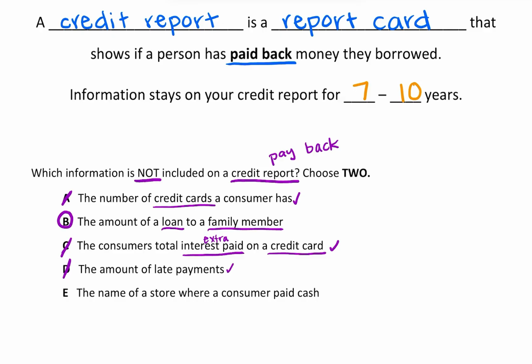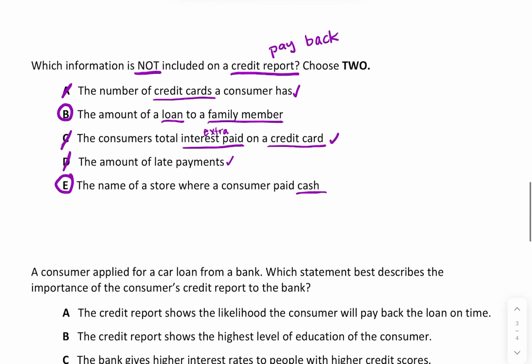And then the name of a store where a consumer paid cash, okay? Cash, nobody knows about cash. You can do whatever you want with cash. There's not a trail. So they are not going to care about what you do with your cash. So hopefully that makes a little bit of sense.